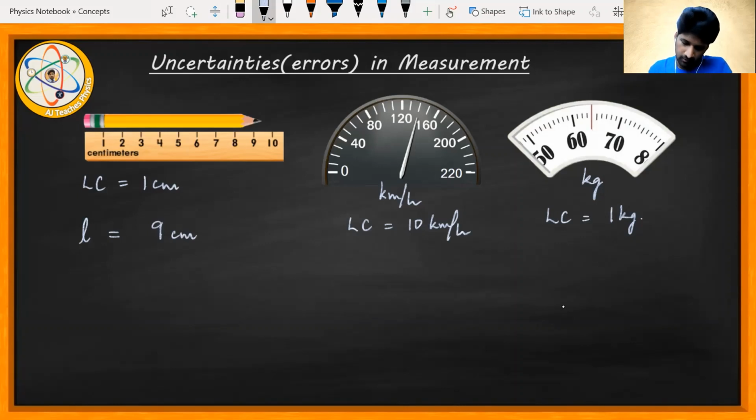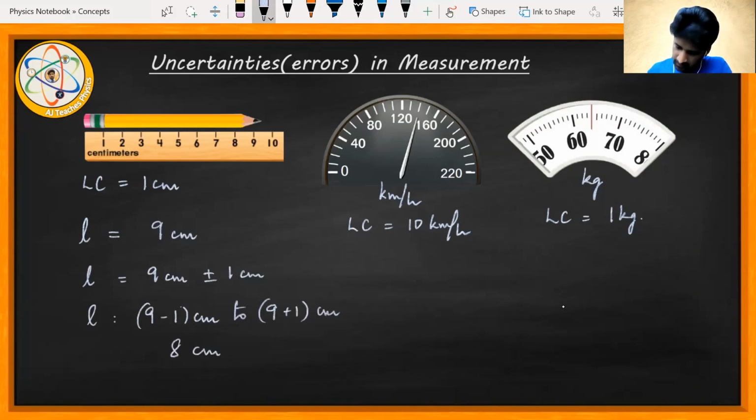So the proper way to record or report this measurement would be L equals 9 centimeters plus or minus 1 centimeter. What it means is that L could lie anywhere between 9 minus 1 centimeters to 9 plus 1 centimeters. That is from 8 centimeters to 10 centimeters.